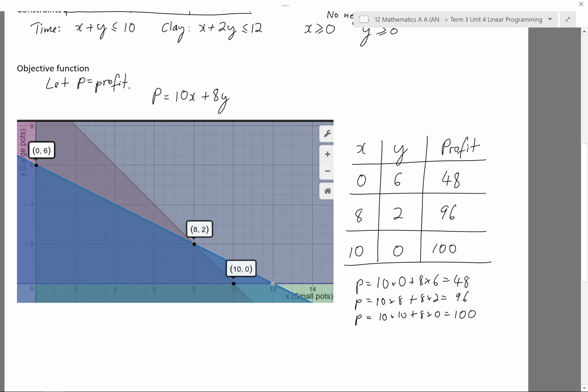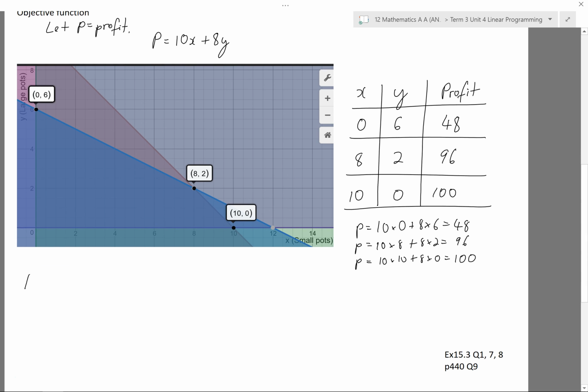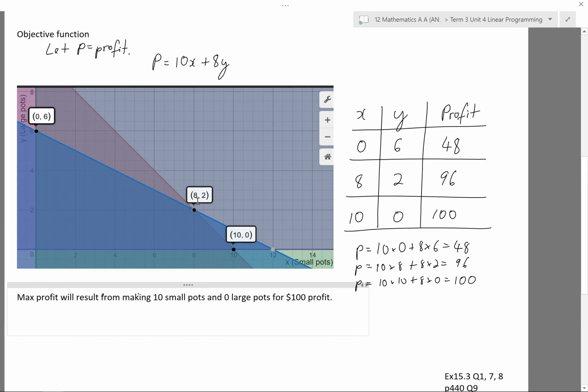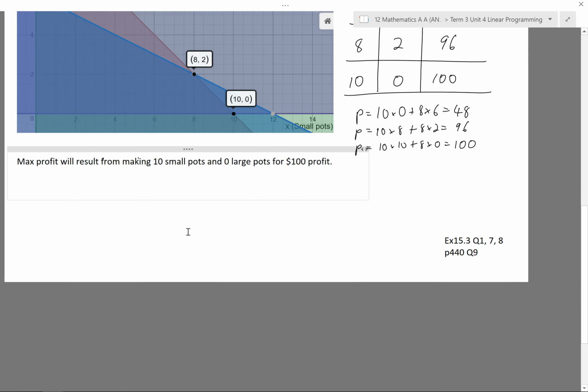So being able to use Desmos like that will reveal that the maximum profit will occur by making 10 small pots and 0 large pots, and you'll make $100 profit. This method is most useful when the point of intersection isn't something nice that when you try to graph it on graph paper, you won't be able to read off. This one you could probably read off on a graph, but it's just for demo purposes.